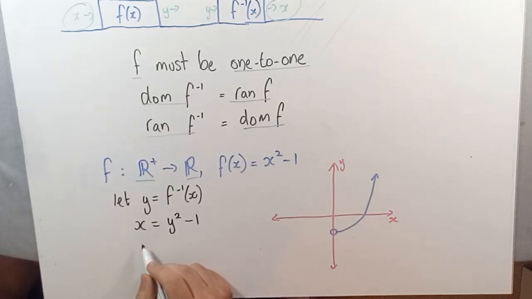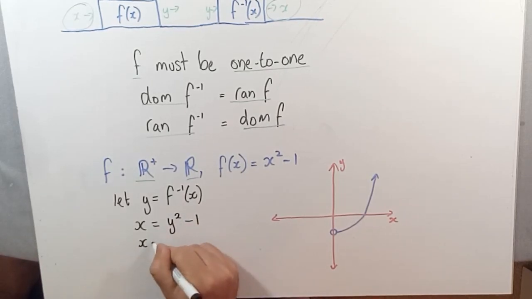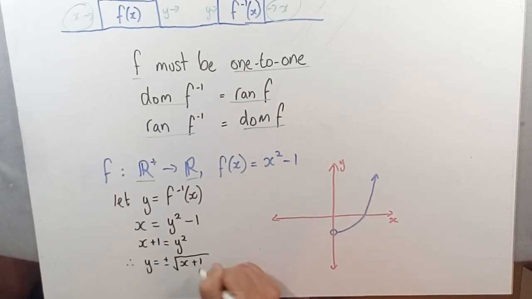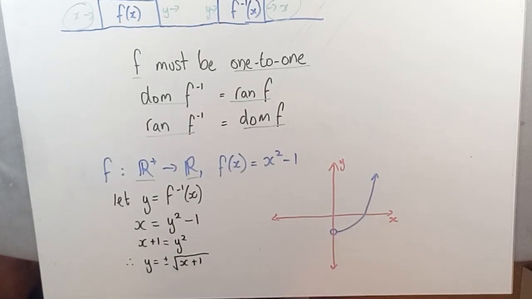If we solve for y, we're going to move the 1 across. So we get x plus 1 is equal to y squared. I'm just going to rewrite this around the other way and go, therefore, y equals plus or minus the square root of x plus 1. Hopefully you can still see that. So which one do I take? Do I take the plus or the minus?